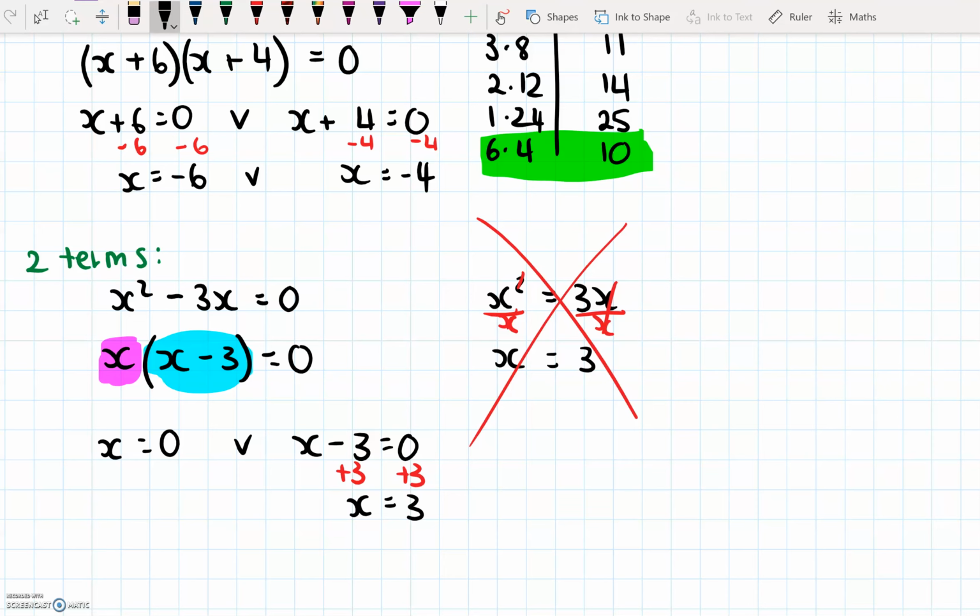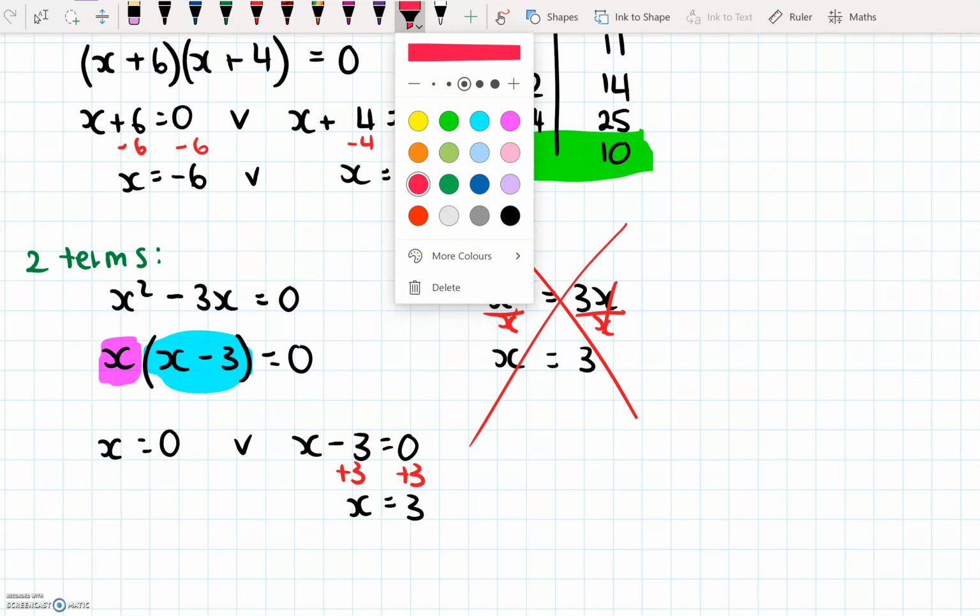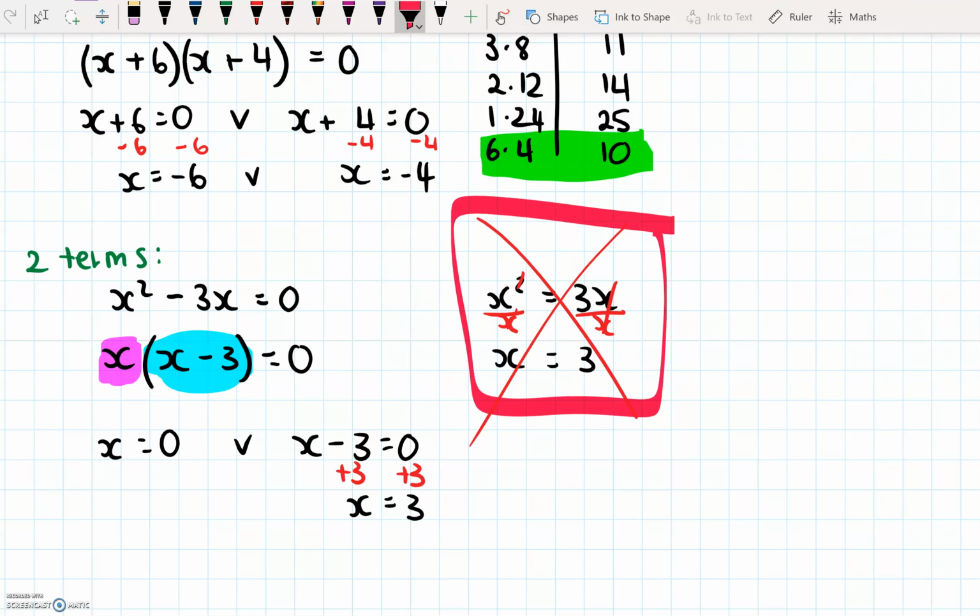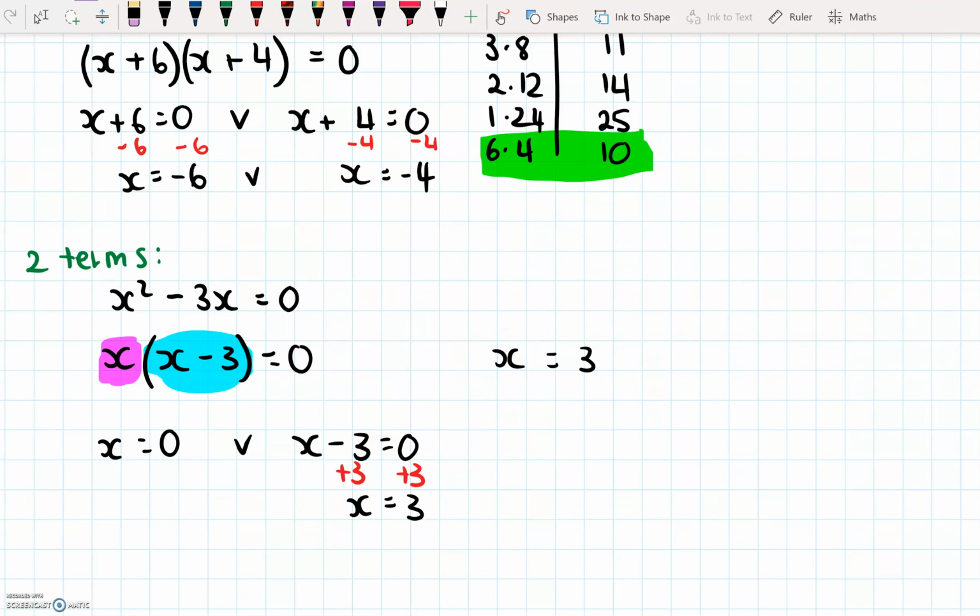So you actually get 2 answers, and this method that someone would incorrectly use over here only gave us 1 answer. You lost the 0 answer, so please don't just move it to the other side and divide by x. I'm going to remove that because it's not okay. So this is with 2 terms. The other way you'll get 2 terms is you might get something like x squared minus 16 equals 0.